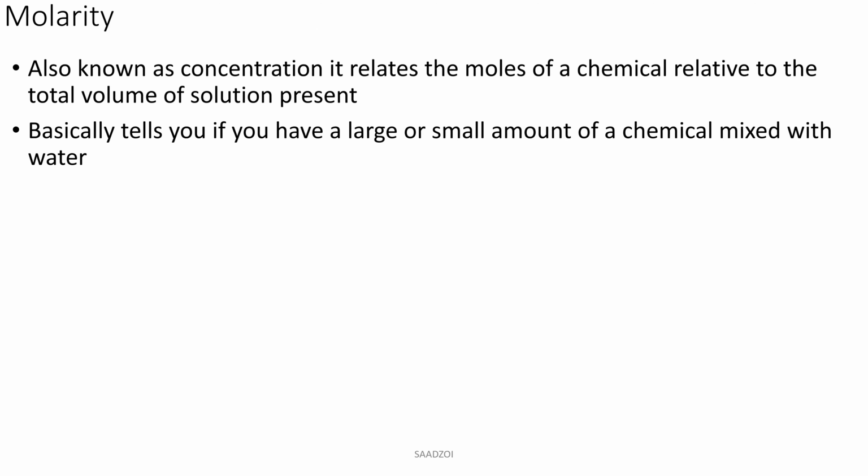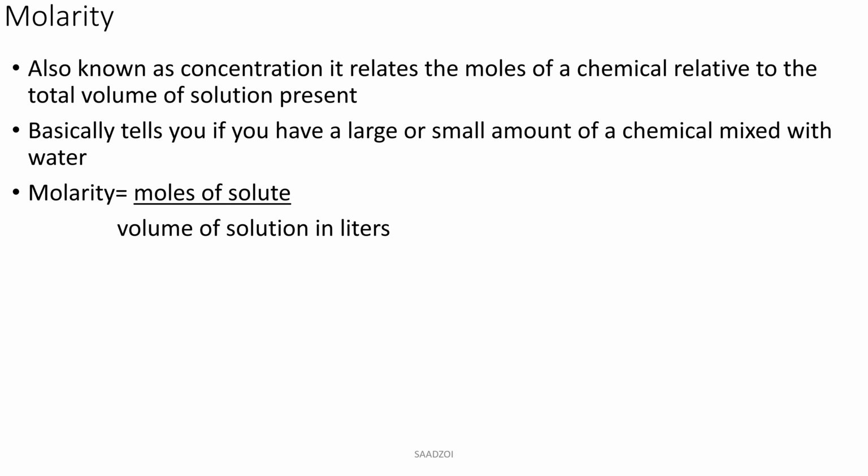All right, the last thing we're going to go over is molarity and titration. So molarity, also known as concentration, is basically the moles of the chemical per liter of solution. So what you're doing is figuring out how much of the solute is inside the solvent. There's your formula: moles of solute per liter of solution.